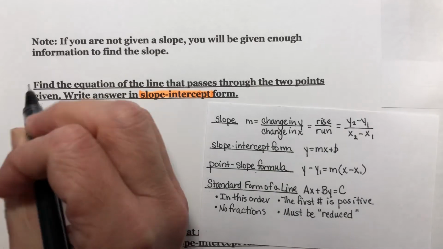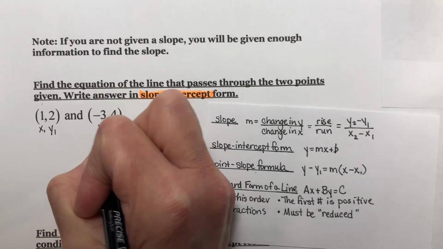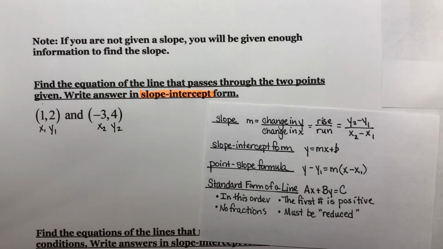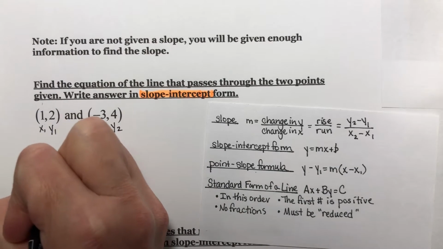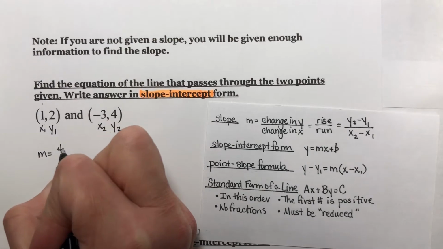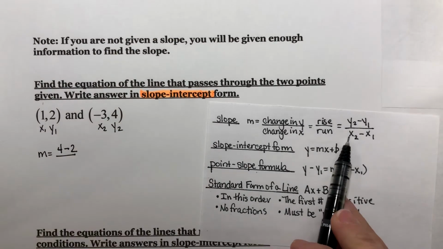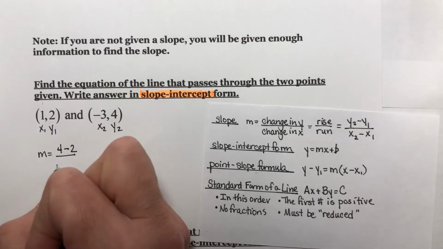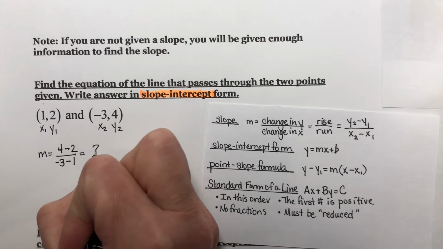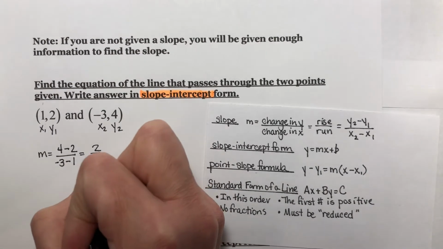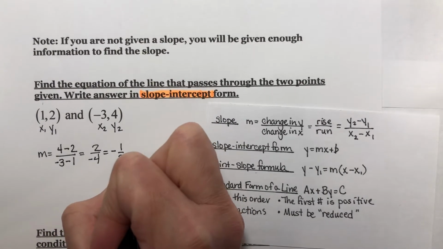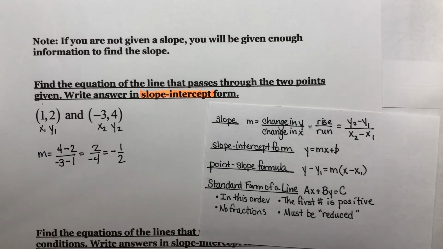Now remember, it doesn't particularly matter which one you call x1, y1, and which one you call x2, y2, so long as your 1's are together and your 2's are together. This slope is y2 minus y1, so 4 minus 2, over x2 minus x1, negative 3 minus 1. So doing the arithmetic, 4 minus 2 is 2. Negative 3 minus 1 is negative 4. So I have negative 2/4, which is the same thing as negative 1/2. So the slope I need to use is negative 1/2.